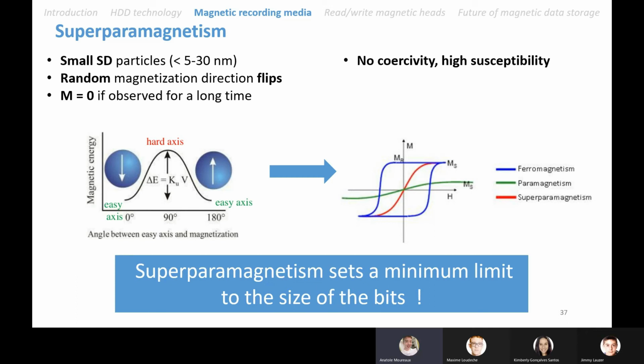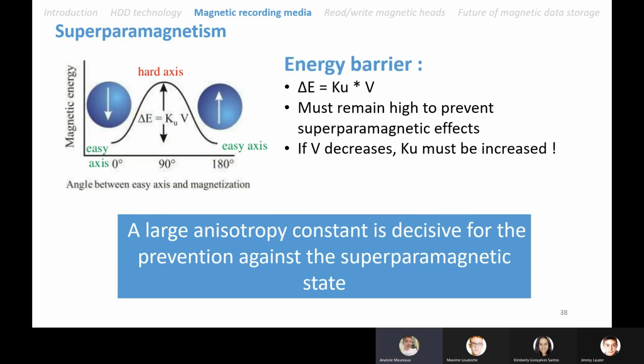Superparamagnetism thus sets a minimum limit to the size of the ferromagnetic particles used to represent the bits. To switch its magnetization direction, a superparamagnetic particle has to cross an energy barrier. That barrier, whose value is obtained by the product of the anisotropy constant by the volume of the particle, can prevent the random magnetization direction flips of said particles, if it is sufficiently high. Thus, if the volume of the particle decreases, the anisotropy constant must be increased to prevent the superparamagnetic state.